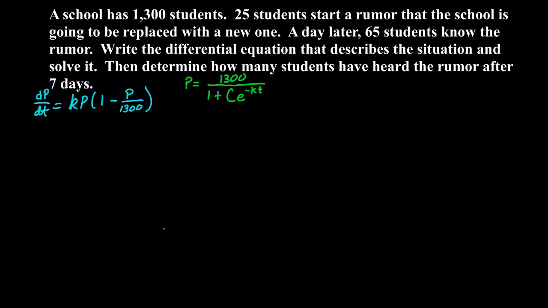Now, this equation has two values in here, C and K, which represent constants. We need to find the values of these two things. In order to find them, we need some numbers or coordinates, whatever you want to call it, that we can put in for T and for P. And so the values that we're going to use are the 65 and the 25.